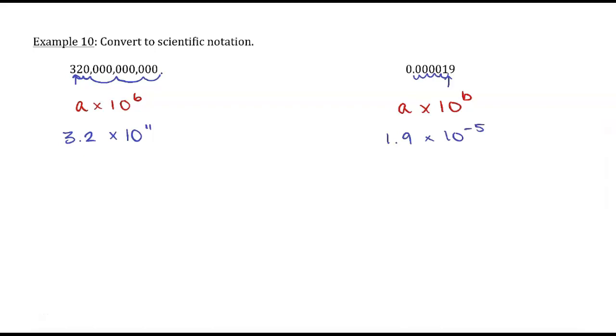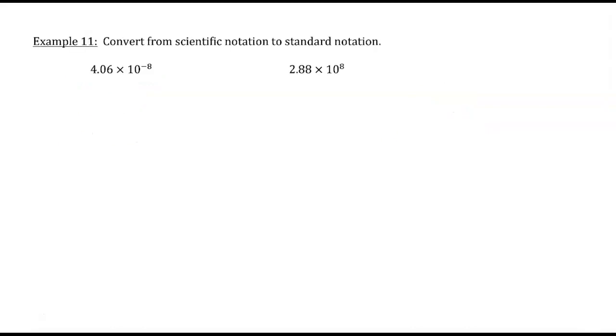Our really large numbers will have positive exponents for 10. Let's take a look at example 11. In example 11, we're going to do the opposite. We're going to switch from scientific notation back to standard notation.